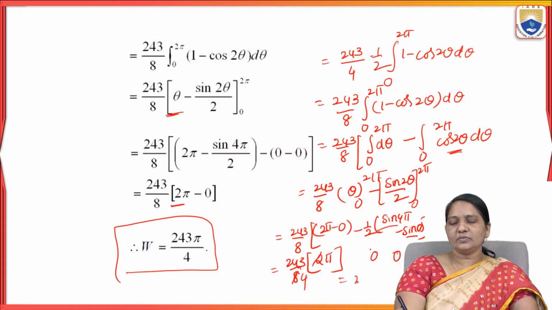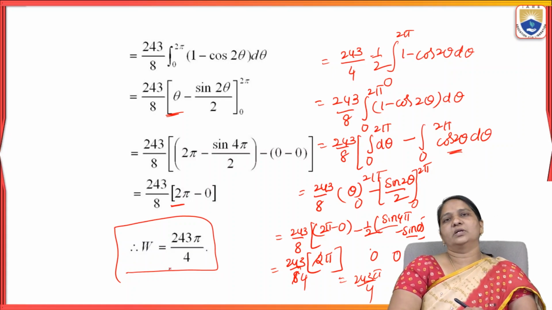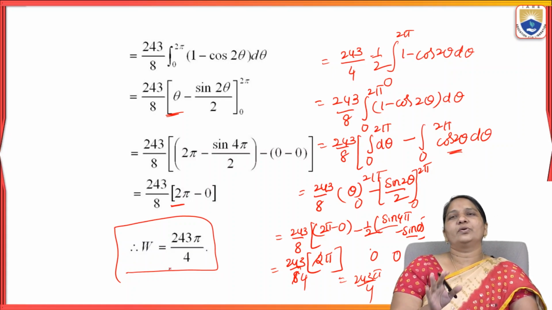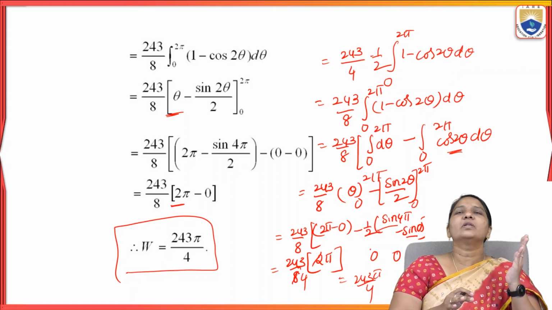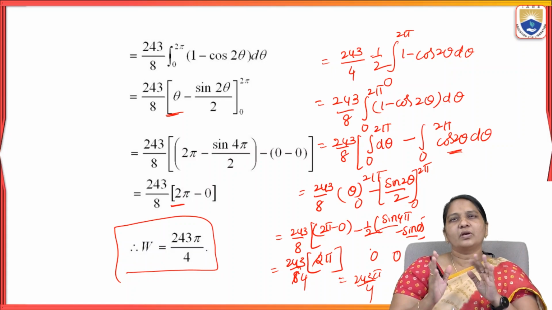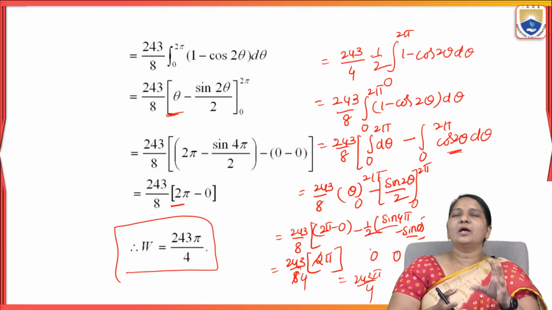This is the work done, which we calculated by using Green's theorem. So what is the difference between the previous problem and this problem? Before, they gave the curves y equal to x squared and y equal to x. But in this problem they gave the circle and radius values. That's why we used the r and theta limits.